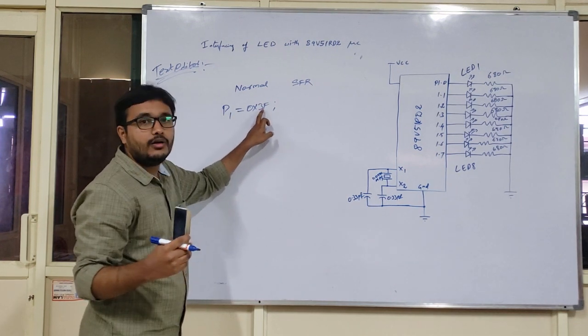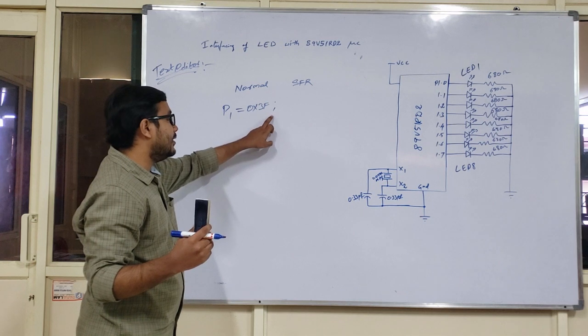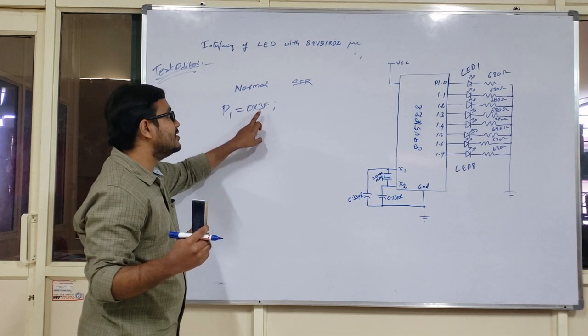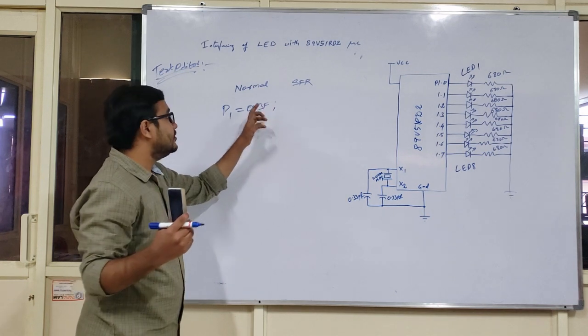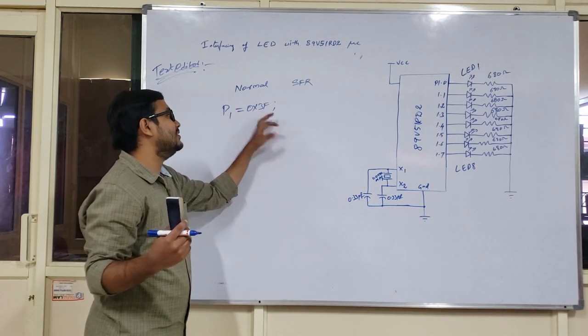Byte is nothing but 2 nibbles. F is the lower nibble here and 3 is the higher nibble. So a combination of these two is a byte. So that is why port 1 is accessing a byte.